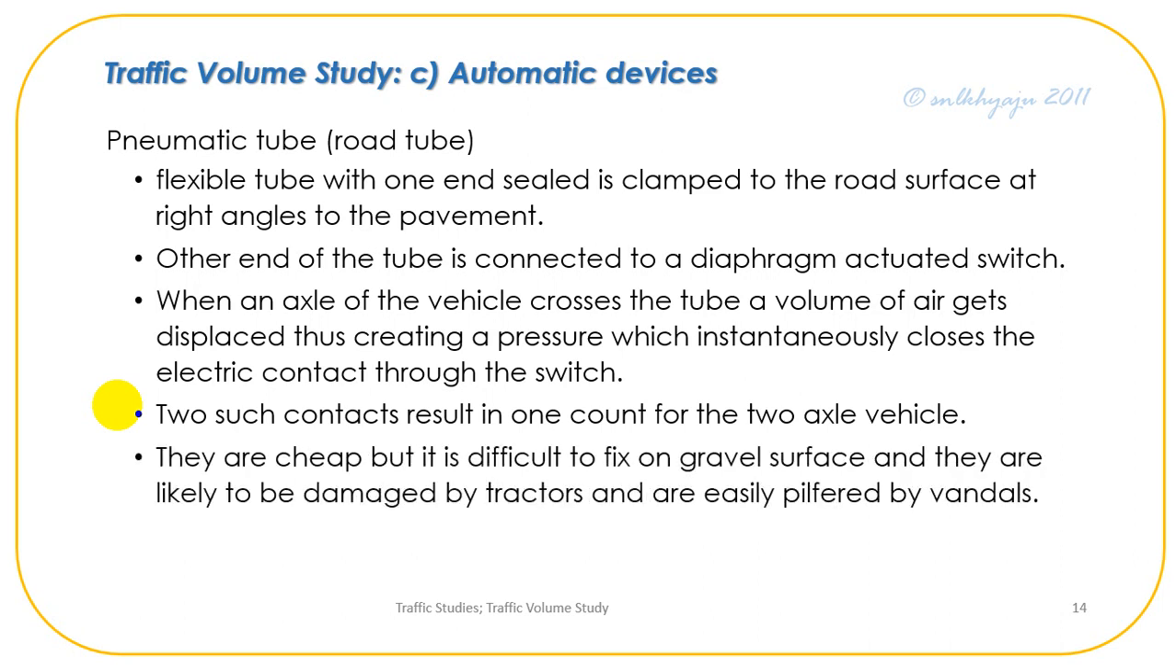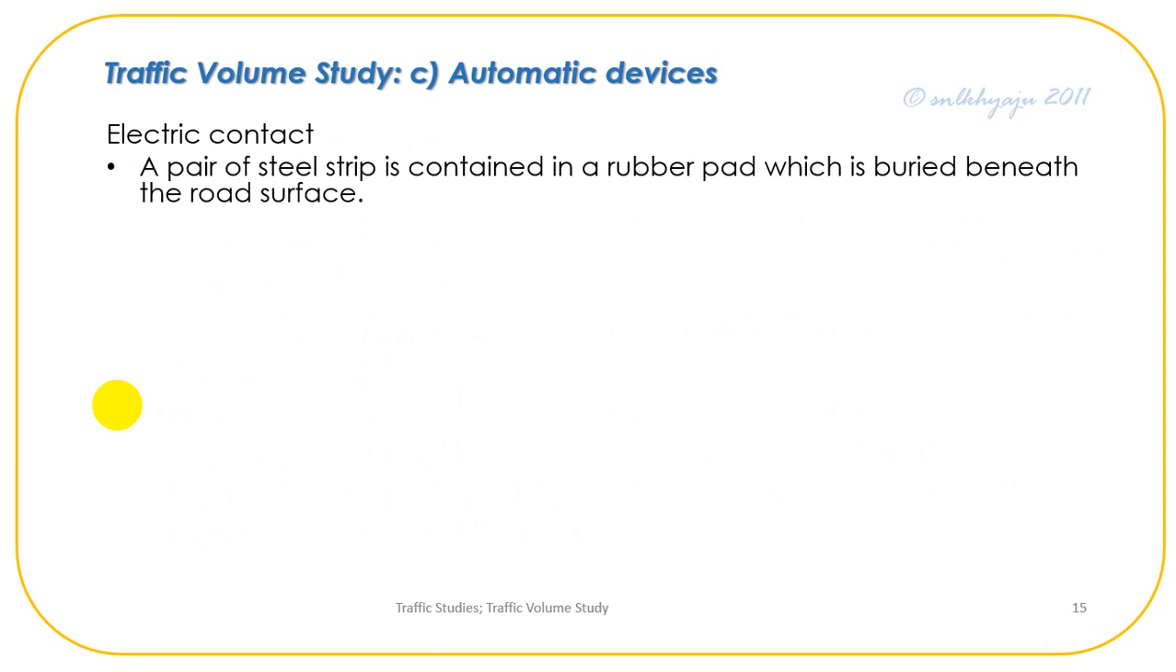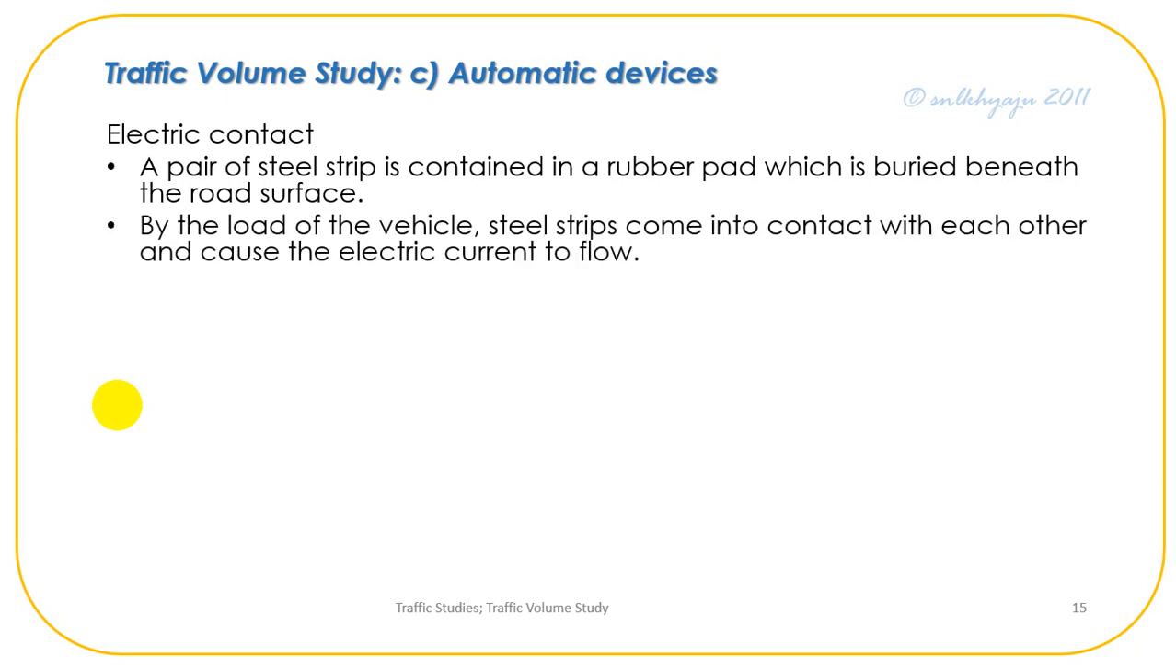They are cheap, but it is difficult to fix on gravel surface, and they are likely to be damaged by tractors and are easily perforated by vandals. They cannot detect vehicles by lane. Electric contact. A pair of steel straps is contained in a rubber pad which is buried beneath the road surface. By the load of a vehicle, the steel strips come in contact with each other and cause electric current to flow.